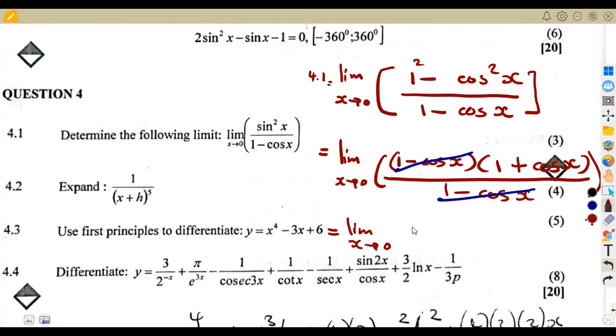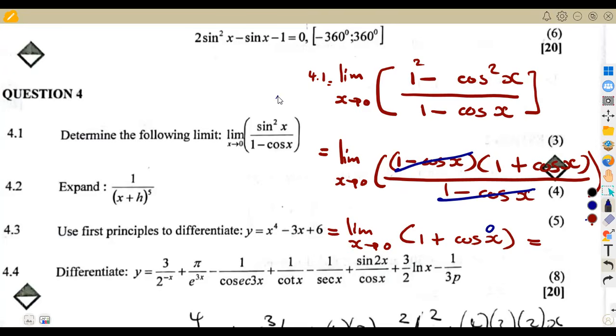So we're going to be left with 1 plus cos x in this bracket. Let's try our limits again. If x is approaching 0, we are going to substitute a 0 there. So we are going to obtain cos 0 plus 1.